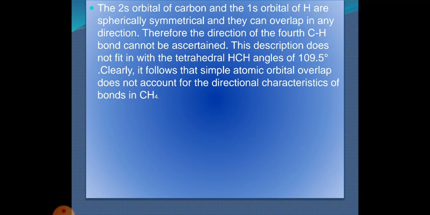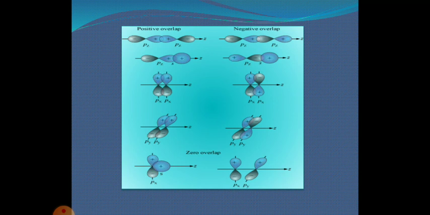This description does not fit in with the tetrahedral HCH angles of 109.5 degrees, or we can also say 109 degrees 28 minutes. Clearly it follows that simple atomic orbital overlap does not account for the directional characteristics of bonds in CH4.